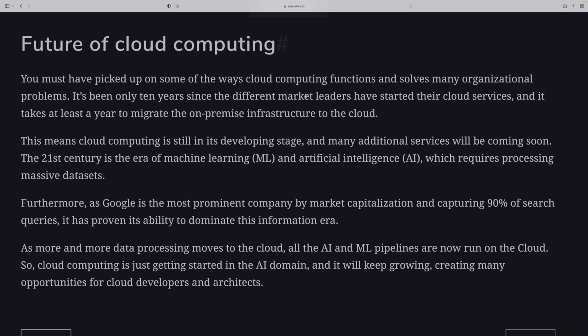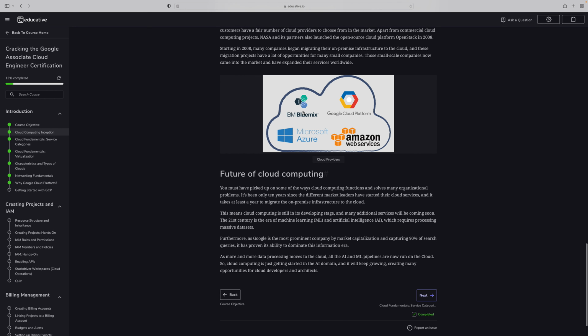I will come back in the next lecture about different processes of cloud. This is cloud fundamentals and categories.